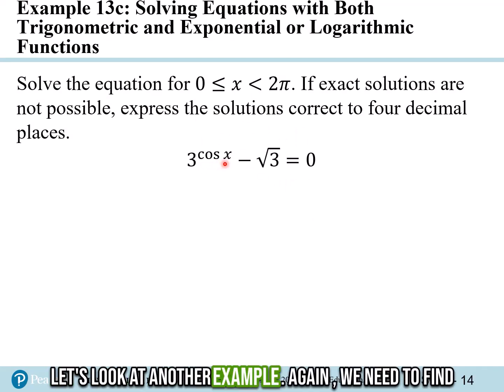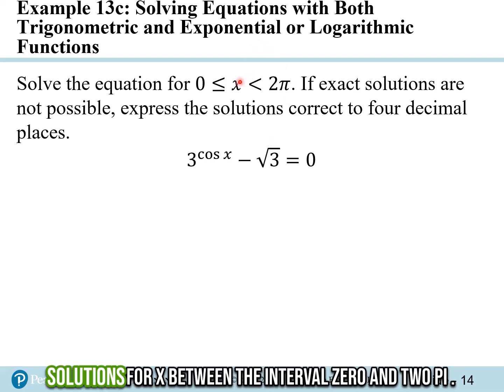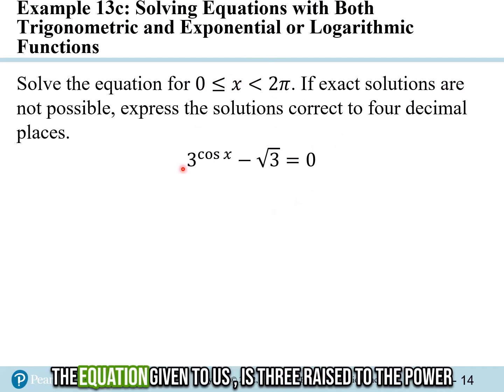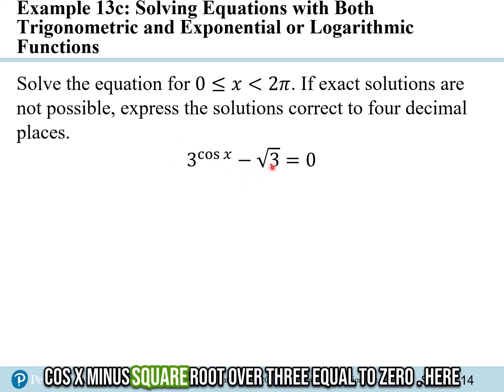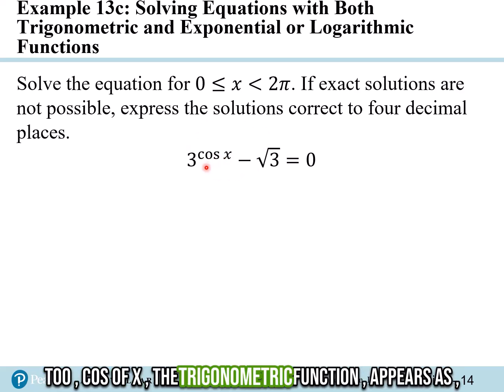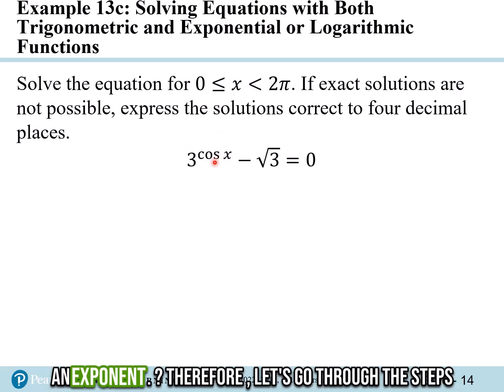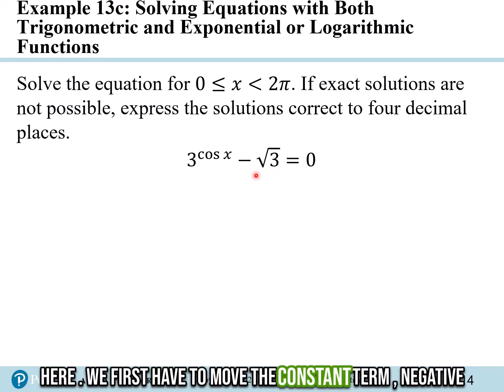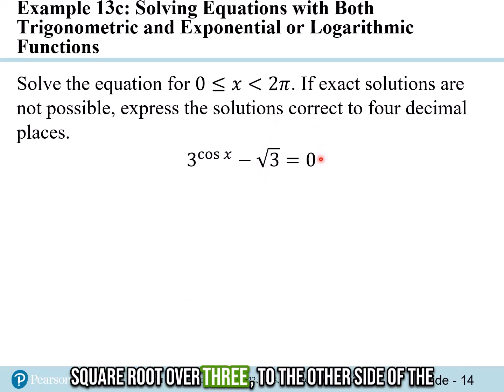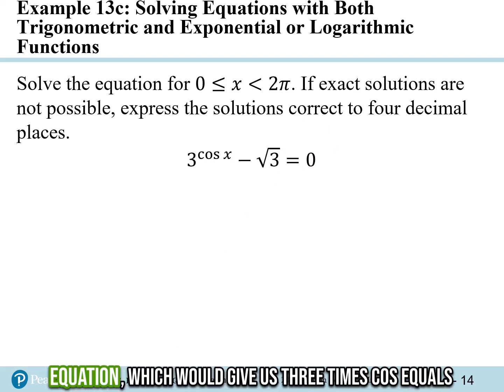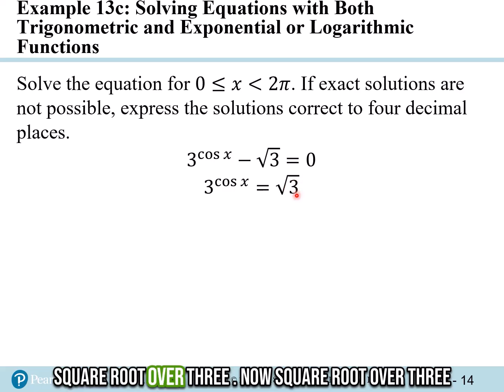Let's look at another example. Again, we need to find solutions for x between the interval 0 and 2 pi. The equation given to us is 3 raised to the power cos x minus square root of 3 equal to 0. Here too, cos of x, the trigonometric function, appears as an exponent. Therefore, let's go through the steps here. We first have to move the constant term, negative square root of 3, to the other side of the equation, which would give us 3 raised to the power cos of x equals square root of 3.